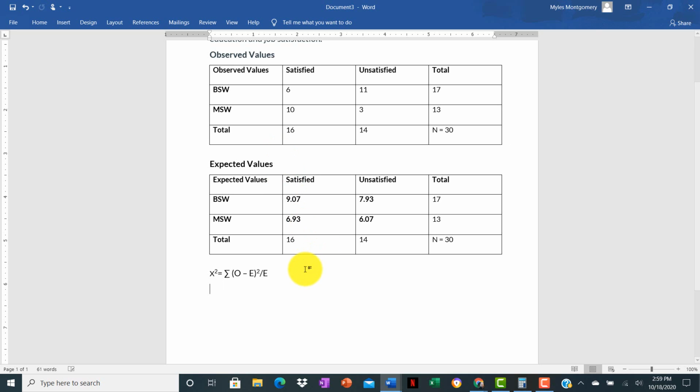So how do we do that? Well, it's actually not too hard. Let's just start with this cell right here. We'll just call this the BSW/satisfied cell.